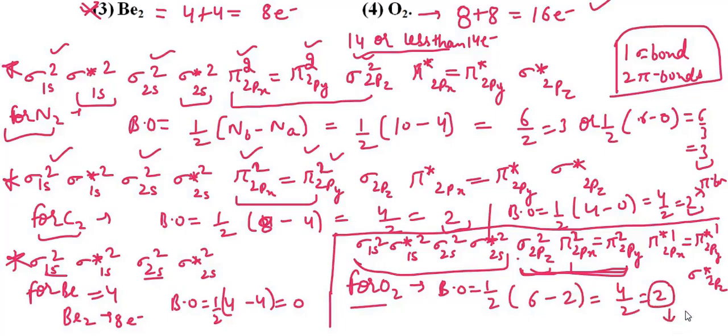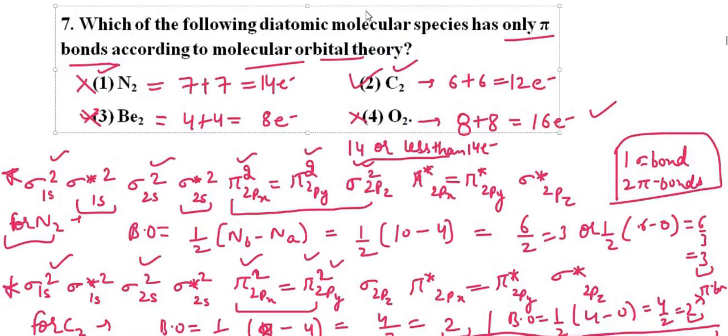Out of the 2 bonds, one is sigma and one is pi, because here sigma and pi both are involved in bonding. So we can say one sigma and one pi. We have to choose the answer only where pi bonds are present. So C2 is the case where the two bonds are pi bonds according to molecular orbital theory. So the correct answer here is C2, that is option number 2.